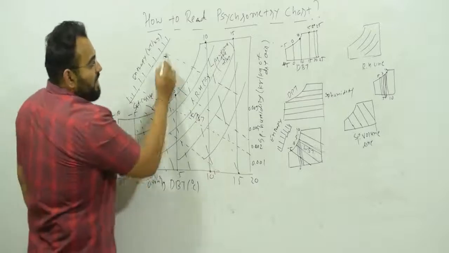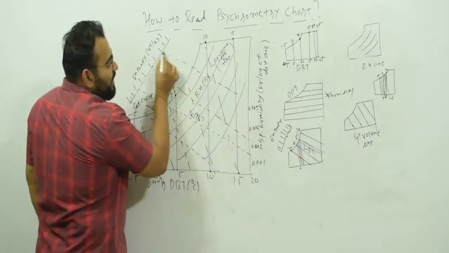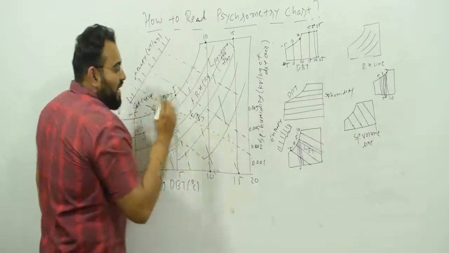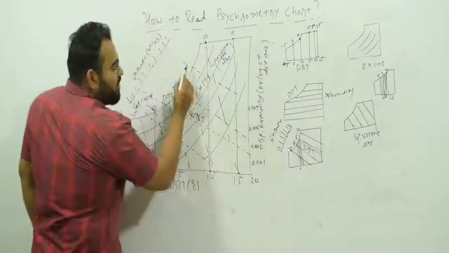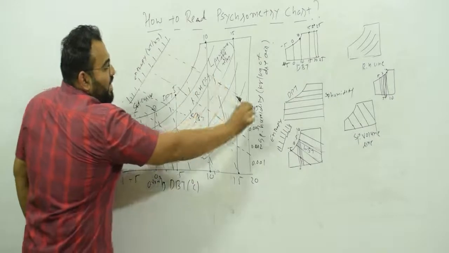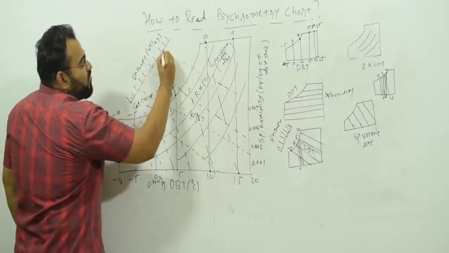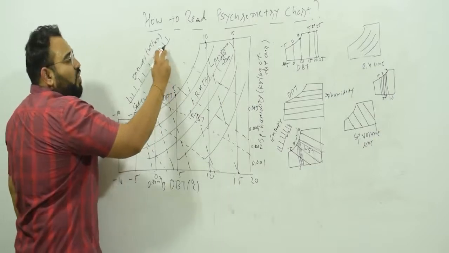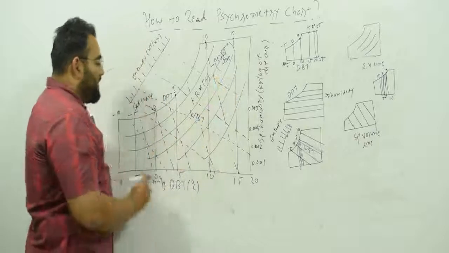Same way, let's say this is the 8 degrees Celsius WBT line. Let us assume this is the 8 degrees Celsius WBT line. And if I ask you at 8 degrees Celsius WBT, what will be the enthalpy? So this is the WBT line. So just extend this 8 degrees Celsius WBT line like this, and whenever it intersects, it will show your enthalpy. So see the value, whatever value shows over here, that will be the enthalpy for 8 degrees Celsius WBT.